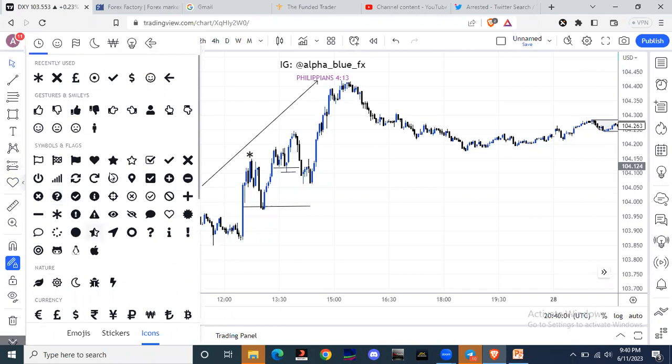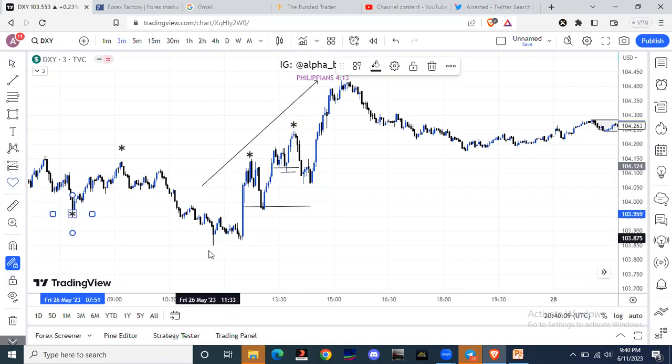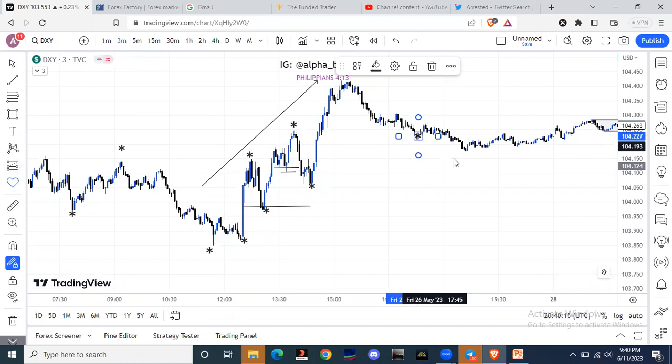Liquidity is everywhere. You just need to understand where this liquidity is for you to be able to trade it. You just need to understand where, and which the market will come and take out.